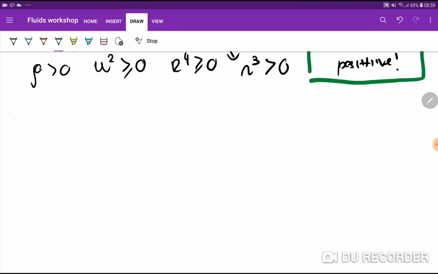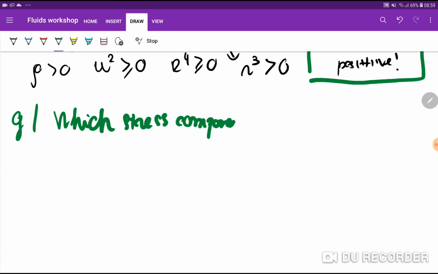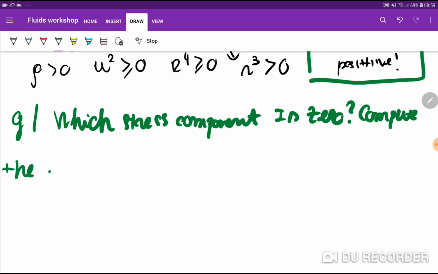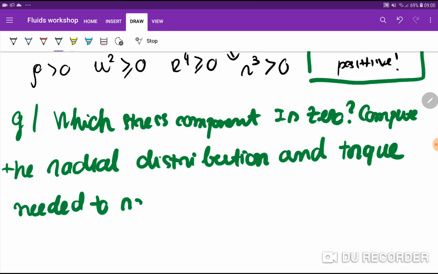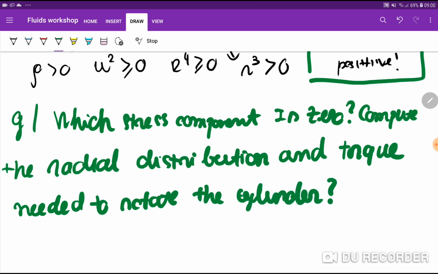So the last part of the worksheet is part G, and it asks which stress component is 0, and they ask us to compute the radial distribution and torque. Okay, this is a very physics term. Torque needed to rotate the cylinder.